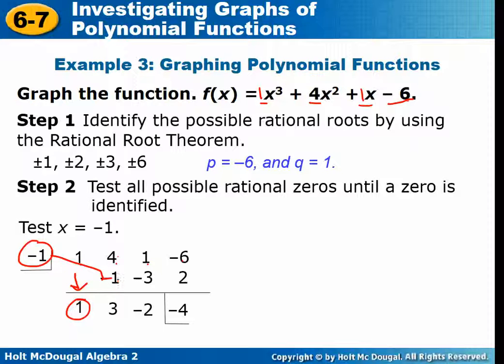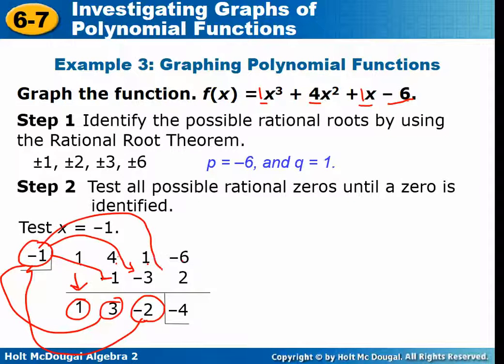Then you add 4 plus negative 1 is 3. Then you multiply 3 times negative 1, and that answer is negative 3, and that goes right here. And then we add 1 plus negative 3 is negative 2. Then we multiply negative 2 times negative 1, and negative 2 times negative 1 is a positive 2, and that goes right here. And then we add negative 6 plus 2 is negative 4. That's our remainder. If you have a remainder, then this is not a root. It has to be 0 to be a root. So we tested negative 1. We got that one taken care of.